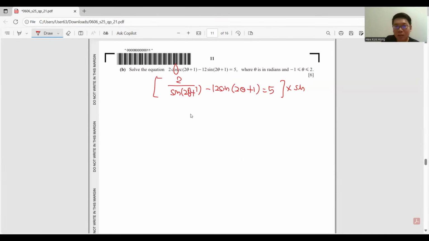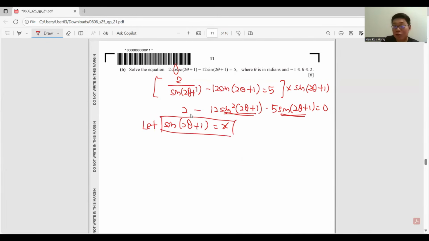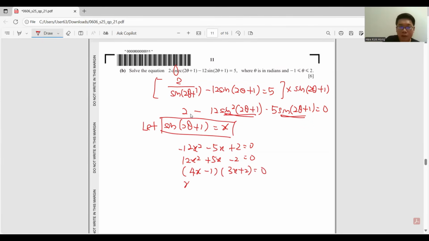Everything I times the denominator to remove the denominator. So here will become square of it. And then here will become 5 sine 2 theta plus 1. So I throw to the left. If you think it's very complicated, you can let this, the smaller power part, be replaced with another unknown. Let's say you use x, then you'll have this part squared, this part power 1, this part without any power. Since it equals 0, we can change the symbol. So we can confirm x is 1 over 4 or x equals minus 2 over 3. Then we need to replace it back.